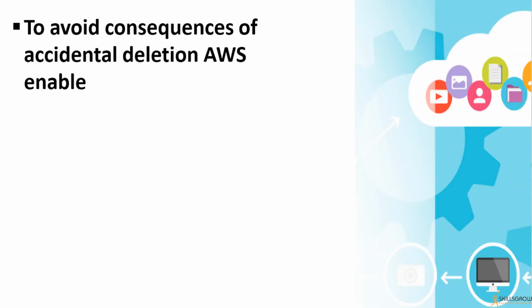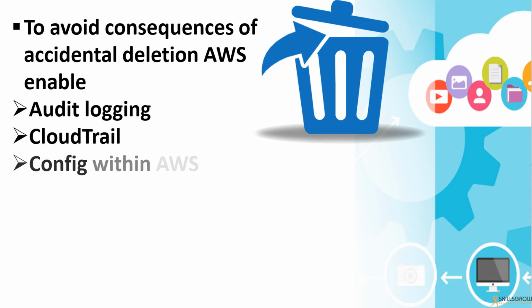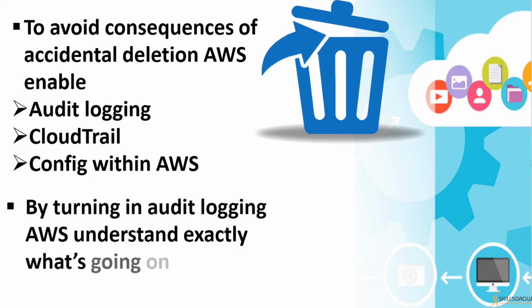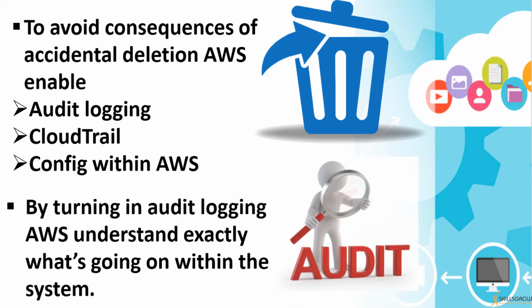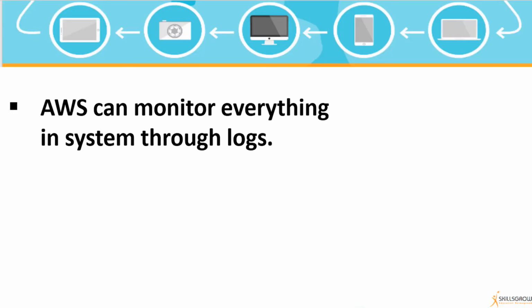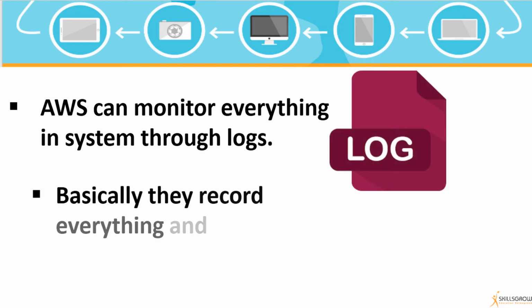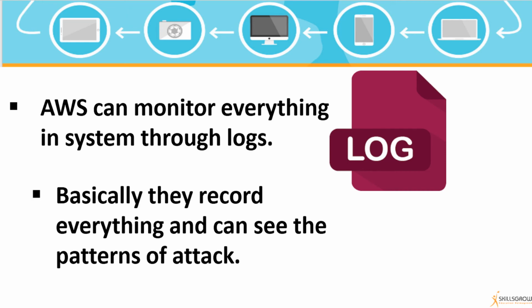In order to avoid consequences of accidental deletion, Amazon Web Services enables audit logging, CloudTrail and Config within Amazon Web Services. By turning on audit logging, Amazon Web Services understands exactly what's going on within the system. Amazon Web Services has the ability to monitor everything in the system through logs. Basically, they record everything and can see the patterns of attack.